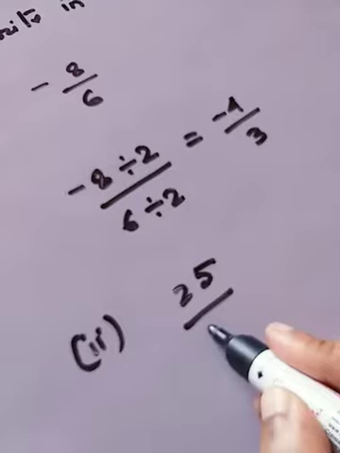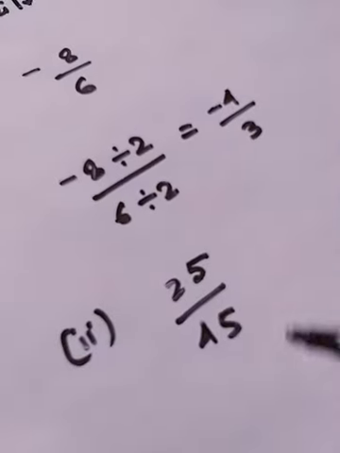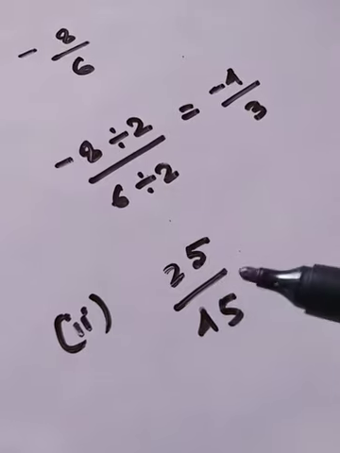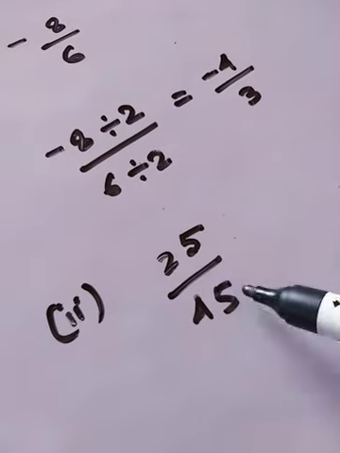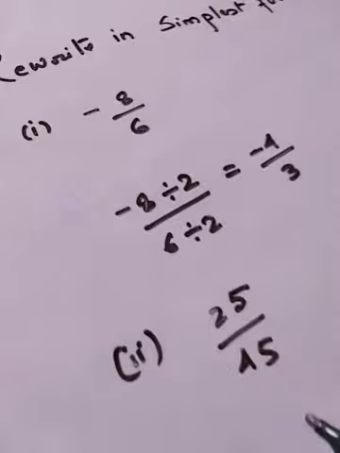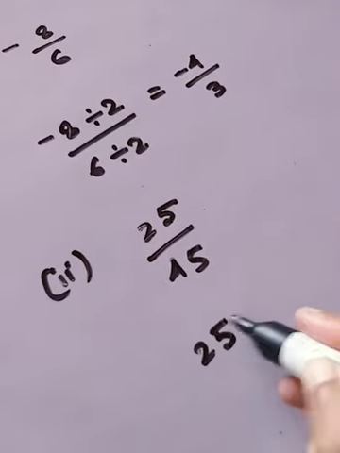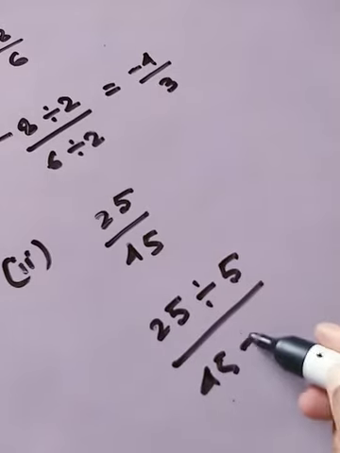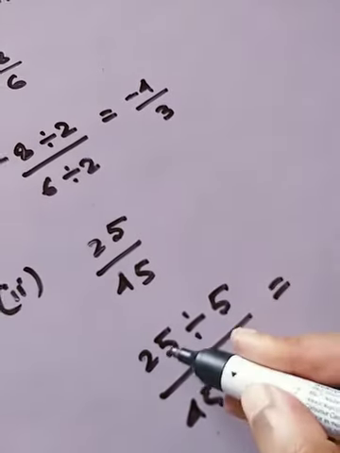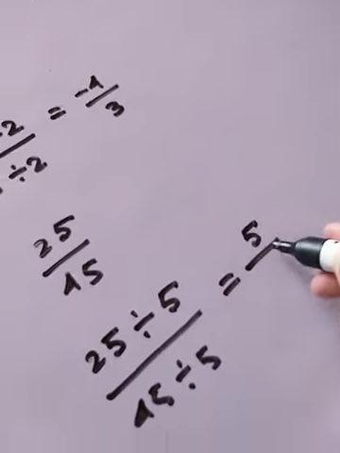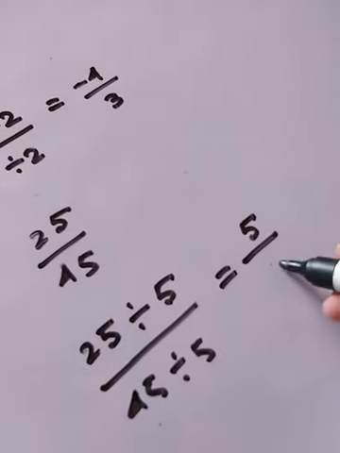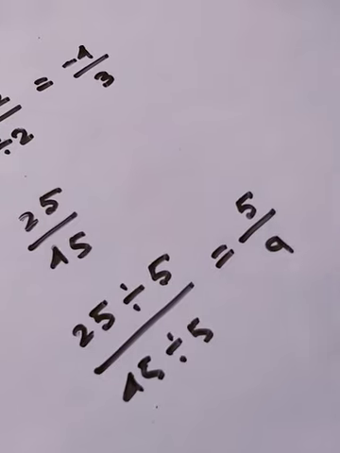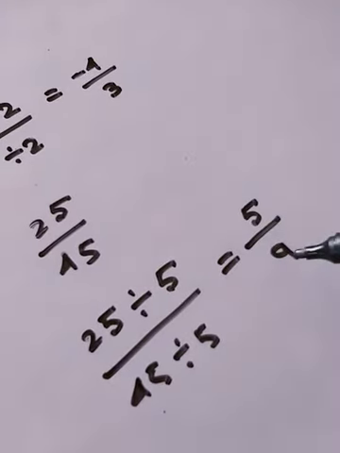25 and 45. Now, you can clearly say that these two numbers are divisible by 5 because the unit digit is 5. So, what we'll do is 25 divided by 5 and also 45 divided by 5. So, if you divide 25 by 5, what is the answer? 5. And if you divide 45 by 5, the answer is 9. Now, you see, these two numbers are different because there is no number which divides 5 as well as 9 also. Isn't it?